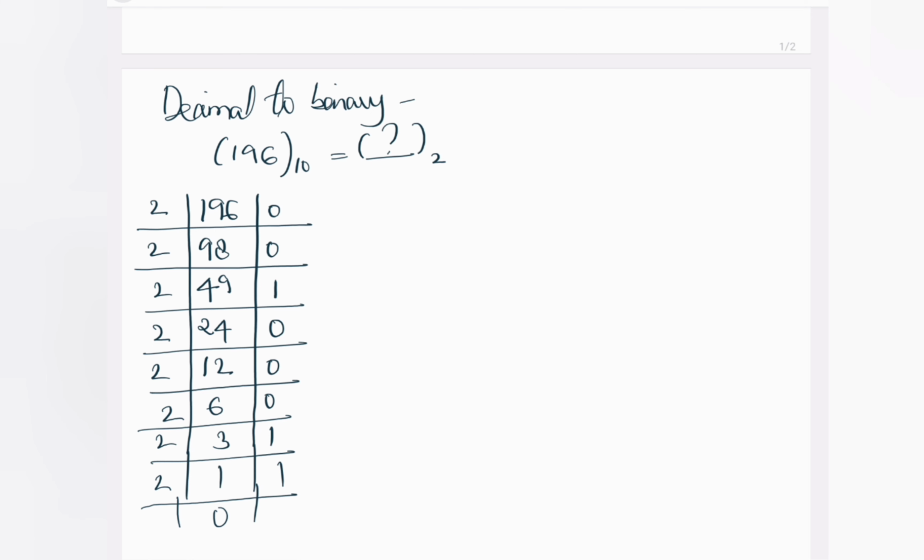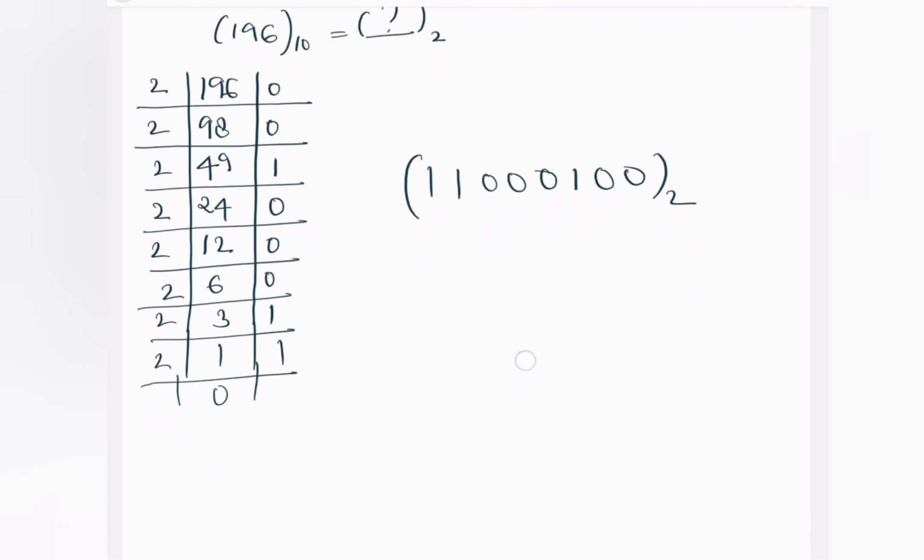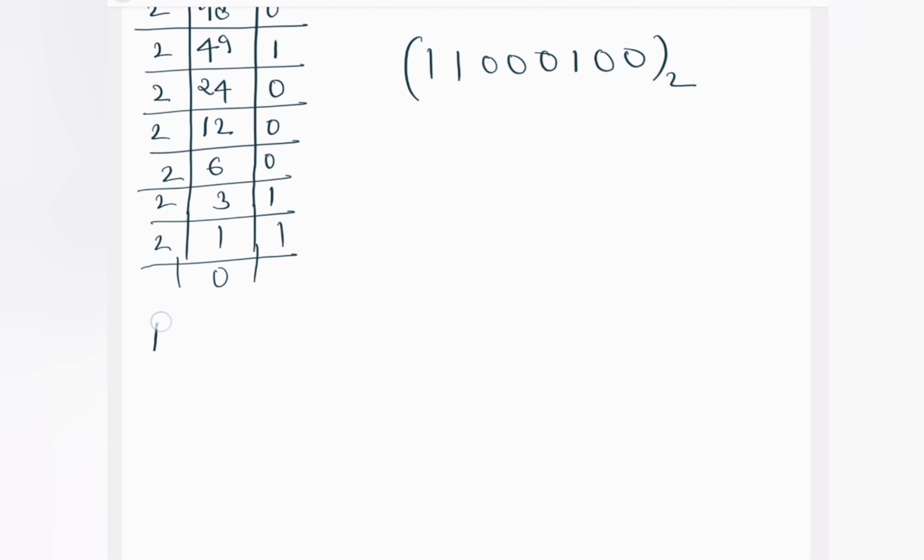We need to collect from bottom to top. So 1 1, 1 2 3 zeros, 1 2 3 zeros, 1 and 2 zeros. This is the binary equivalent for now. Let's use the reverse method, binary to decimal. It will help us to check the answer while getting more expertise with the conversion method, binary to decimal.